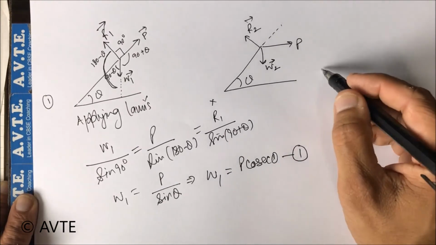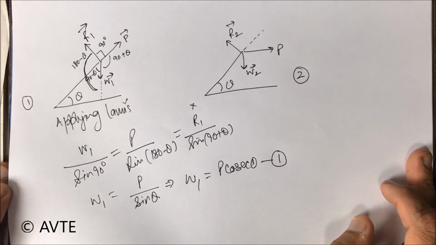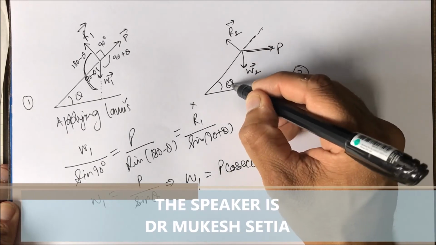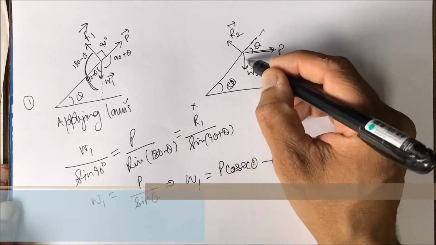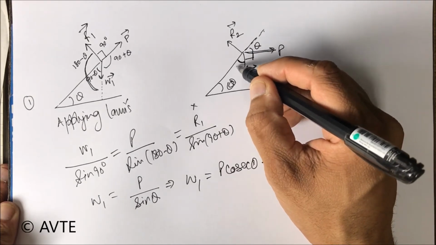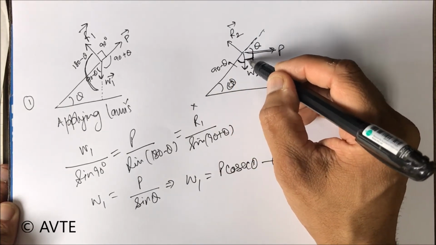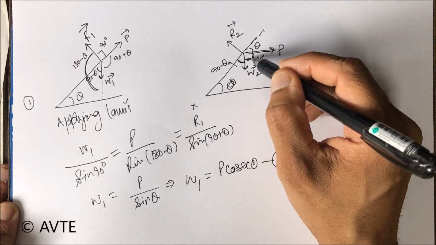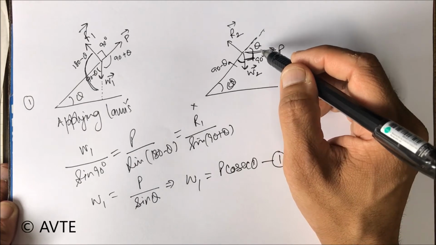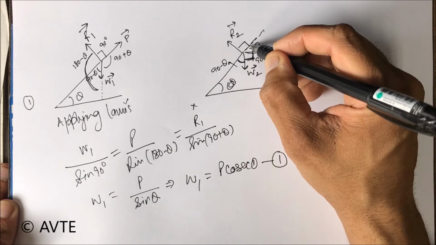Now coming on to the second diagram, if you concentrate on it, because this is horizontal and this is theta, this angle is also theta. This is 90 degrees. So this angle is 90 minus theta, because this is 90 degrees, this is theta, and the whole angle is 180. So it is 180 minus 90 plus theta, so this is 90 minus theta. This angle is 90 degrees.